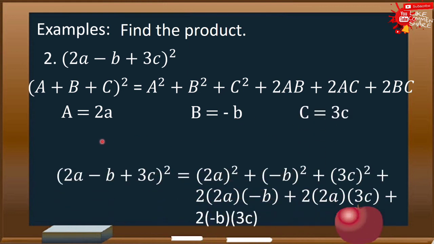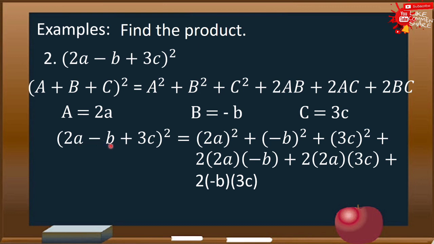Then substitute it. We will have the square of 2a minus b plus 3c is equal to a squared, so substitute a, which is 2a, so it becomes the quantity 2a squared, plus b squared, and our b is negative b, so it becomes negative b, quantity squared, plus c squared, our c is 3c, so it becomes 3c, quantity squared, plus 2ab: 2 times a, which is 2a, times b, which is negative b, so we have 2 times 2a times negative b.